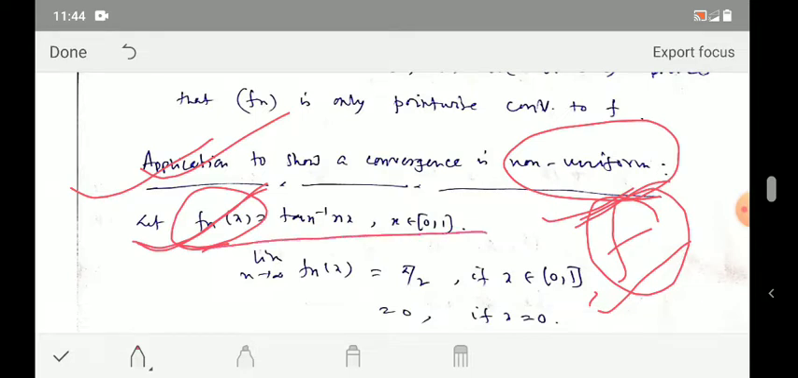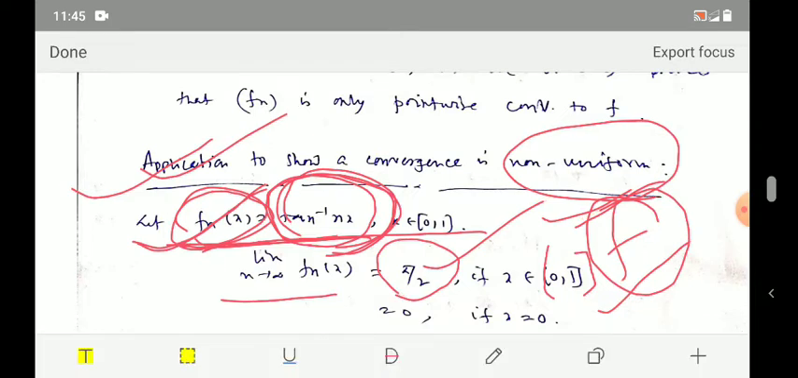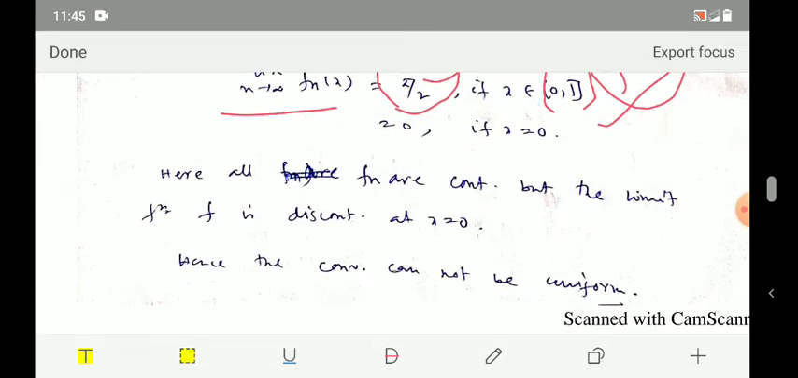For this we have taken this example. Let fn(x) equal to tan inverse nx for x belonging to [0,1]. For x equal to 0, tan inverse 0 equal to 0, therefore fn converges to 0. But for x greater than 0, as n tends to infinity, tan inverse nx converges to tan inverse infinity, which means pi by 2. Therefore the limit of fn(x) as n tends to infinity becomes pi by 2 for x belonging to (0,1] and 0 if x equal to 0. Here we see that fn are all continuous but f is not continuous. Therefore we definitely can conclude that this convergence is non-uniform.